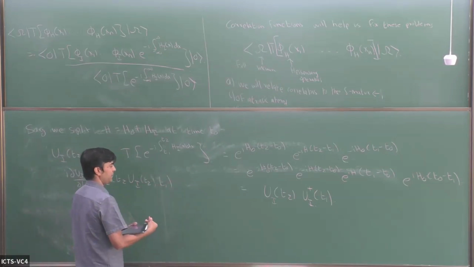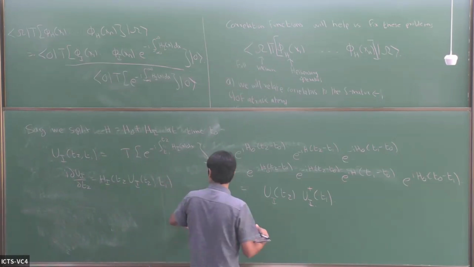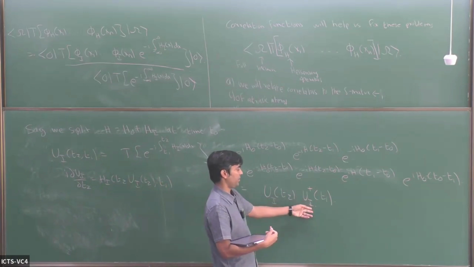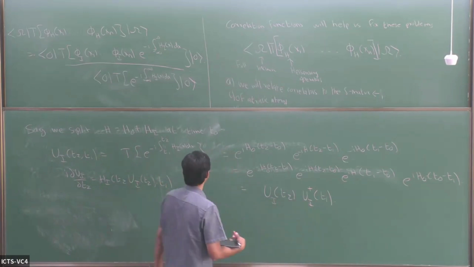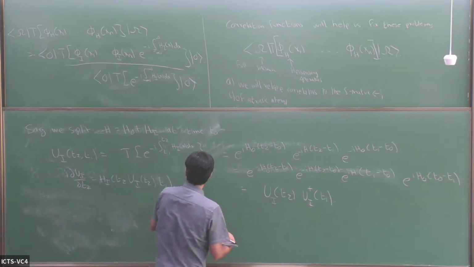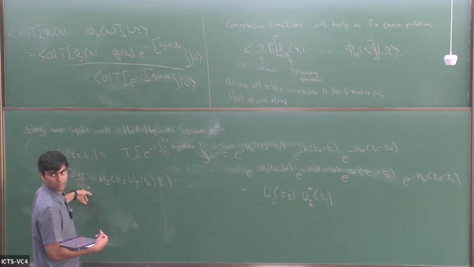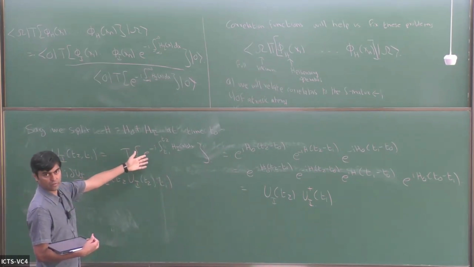You see that this must be the differential equation satisfied, because remember, i dUI by dt2 is just given by this, and this term doesn't depend on t1 at all. And so both the left and the right hand side satisfy the same differential equation if you differentiate with respect to t2. Okay. You see this?